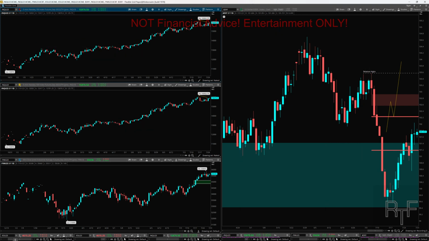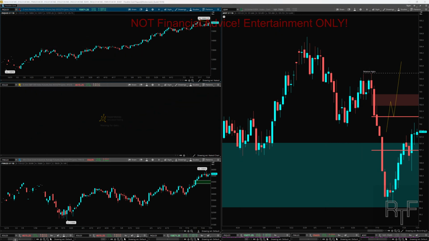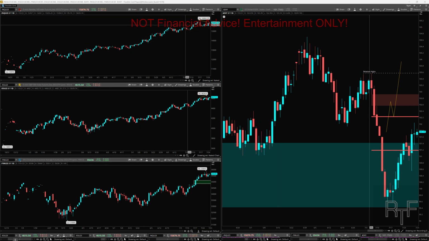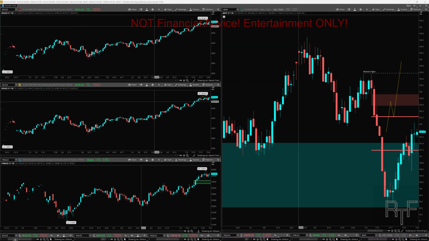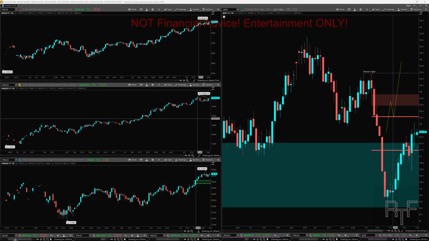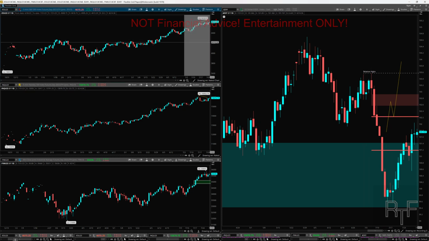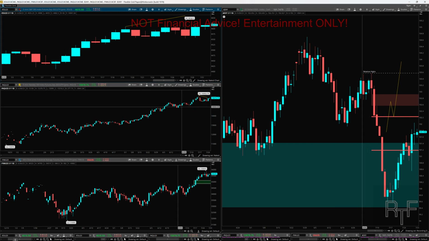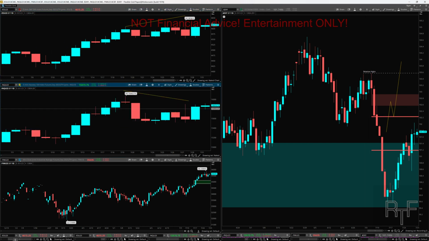The top one is going to be the E-mini S&P, and we're going to have Nasdaq on the middle one. I want to zoom in just on the month of July for both. You can see that on the E-mini S&P, we have a higher high on July 27th, but Nasdaq did not create that higher high on the 27th.